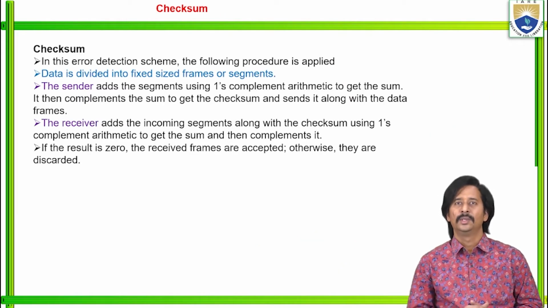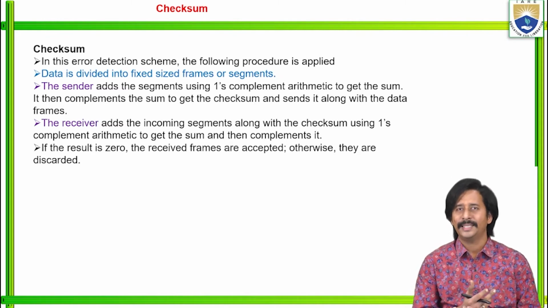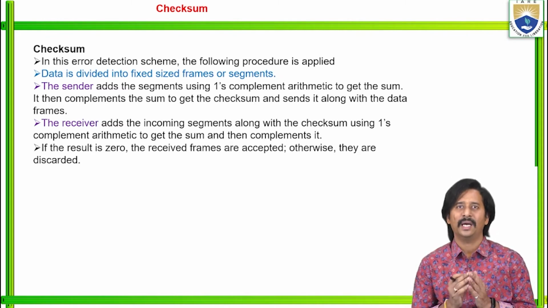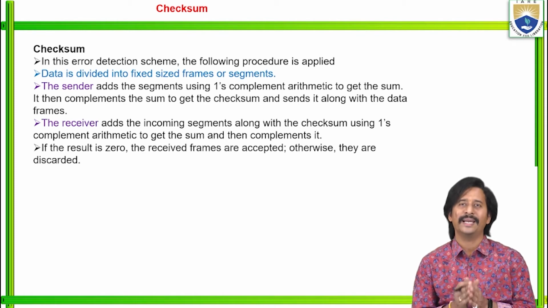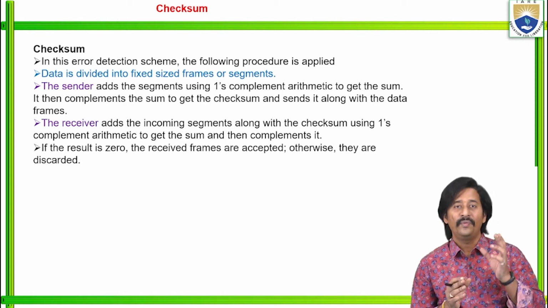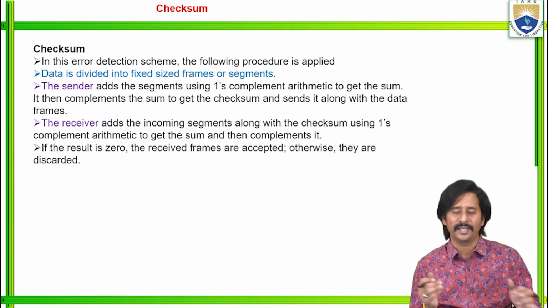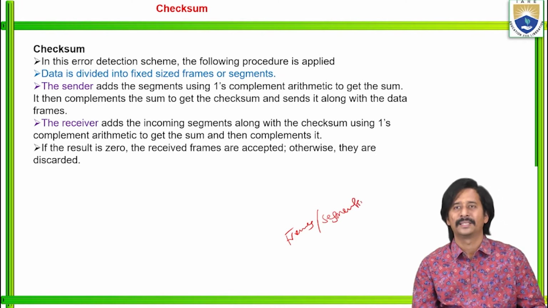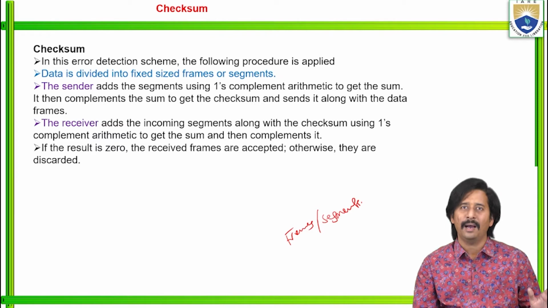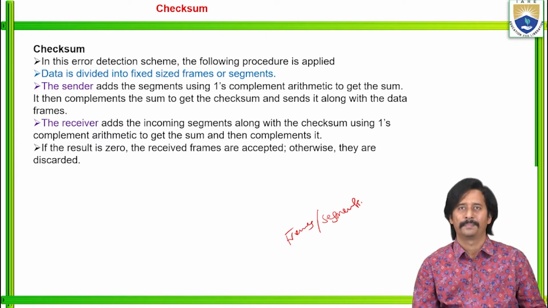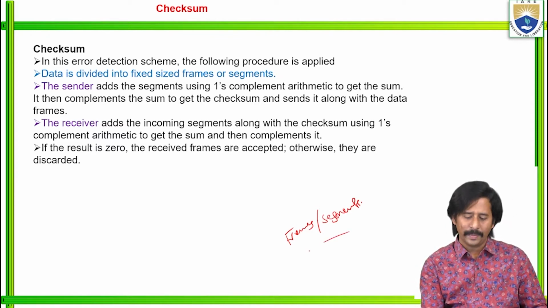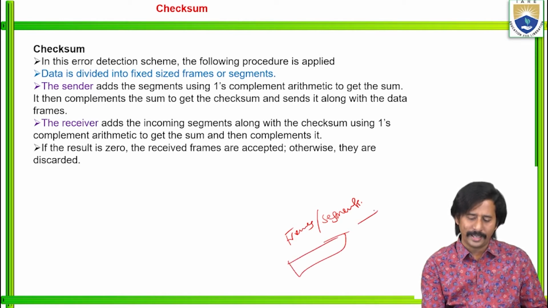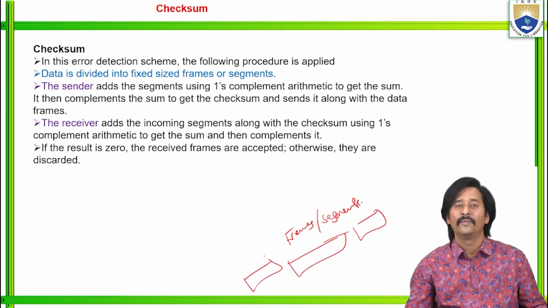Checksum. In the case of checksum, whatever data we are ready to transmit is initially divided into fixed-size frames, which are generally called segments. This is one of the error detection schemes. Here, initially the data is divided into a number of frames or segments.